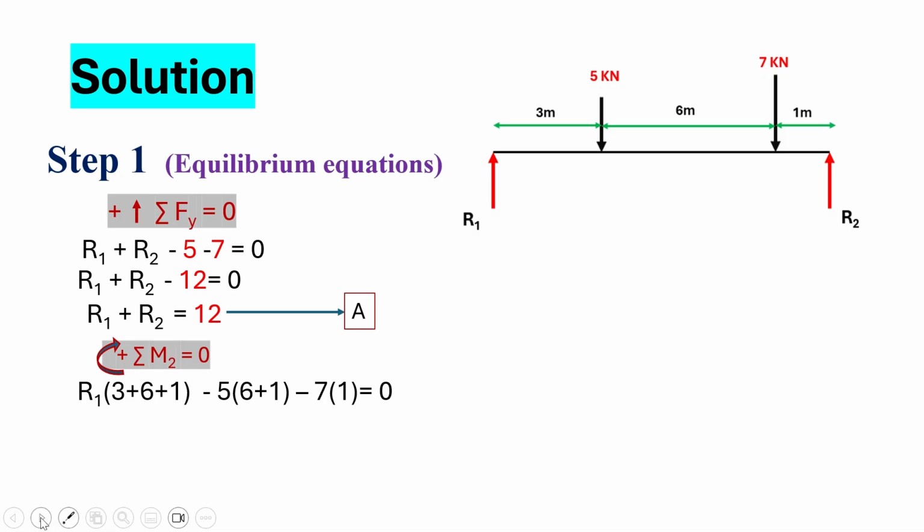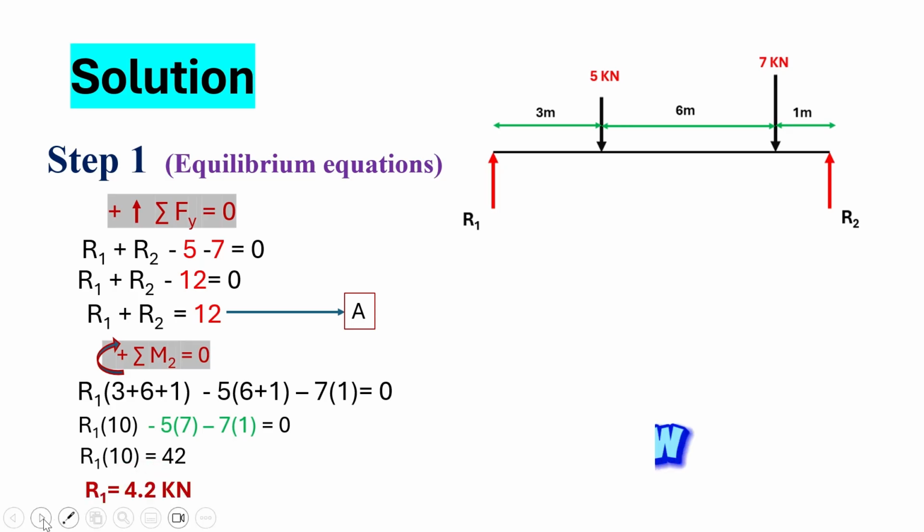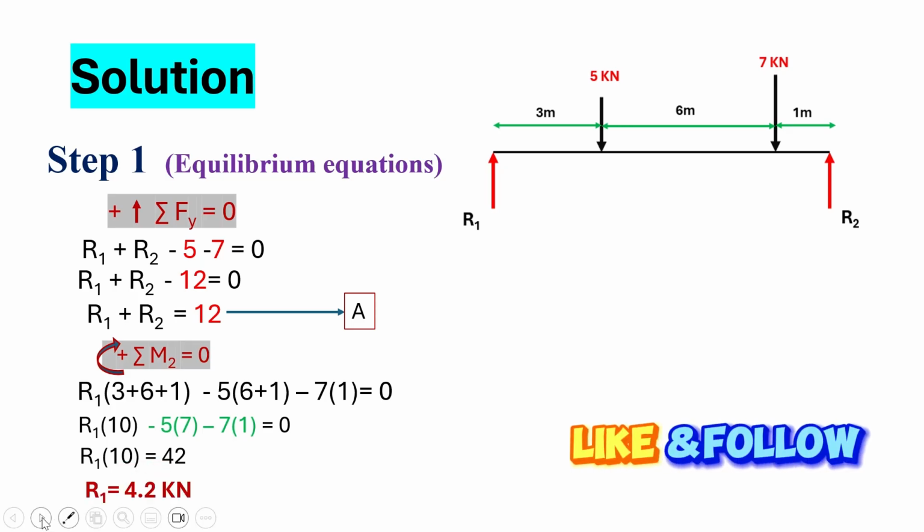So by simplifying, we will get R1 into 10 minus 5 into 7 minus 7. After simplifying, we will get R1 into 10 equal to 42, shifting all these to the other side. And now I will get the value of R1 by dividing by 10 on both sides. We will get the value of R1, which is 4.2 kN.